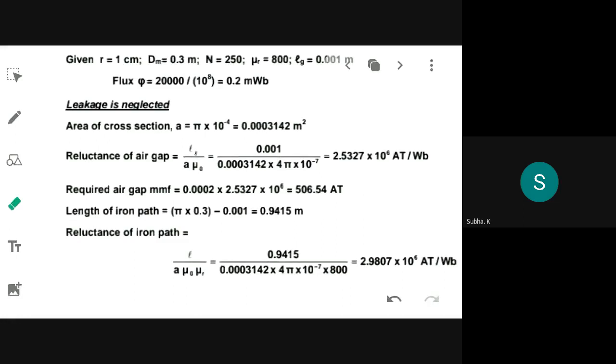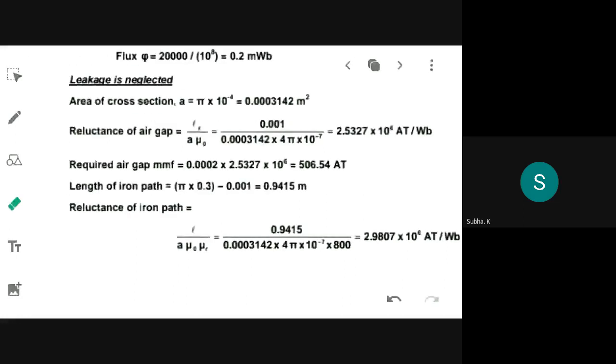Okay. So people in class, you got the answer for the air gap to be 506.54. So this is only for the air gap. Next thing is you need to find out the MMF for the iron path, the usual procedure. I think somebody has kept your mic open, some noise I am able to hear. Find the MMF for the iron path separately. Then you would sum this with the air gap MMF. That way you will be getting total MMF.